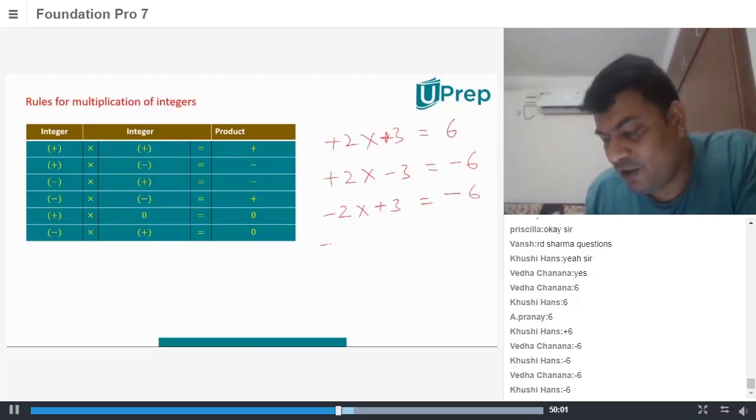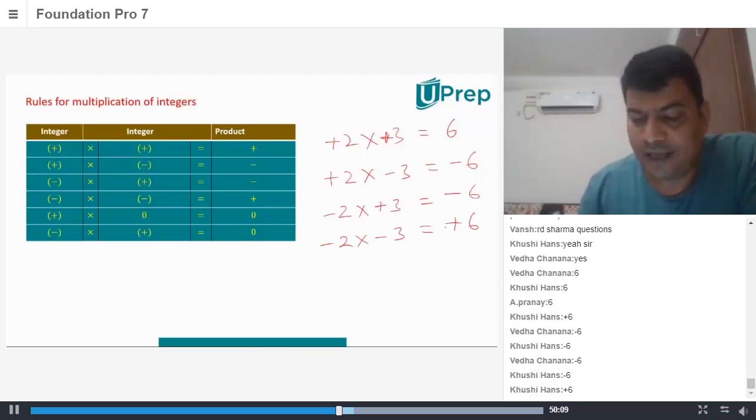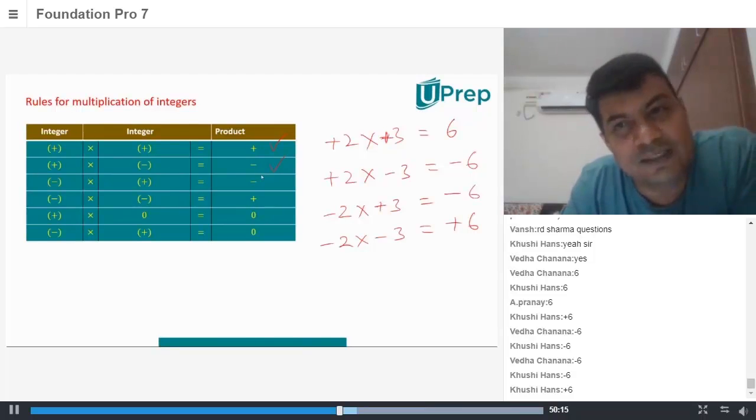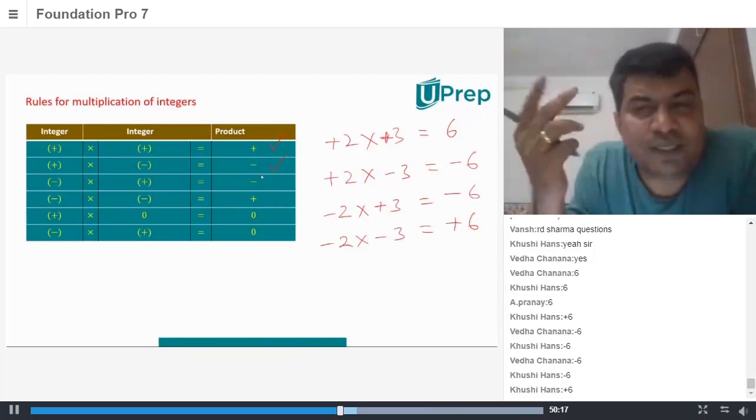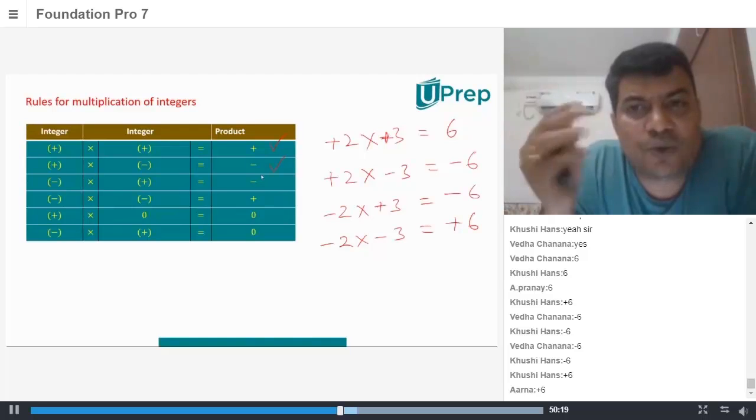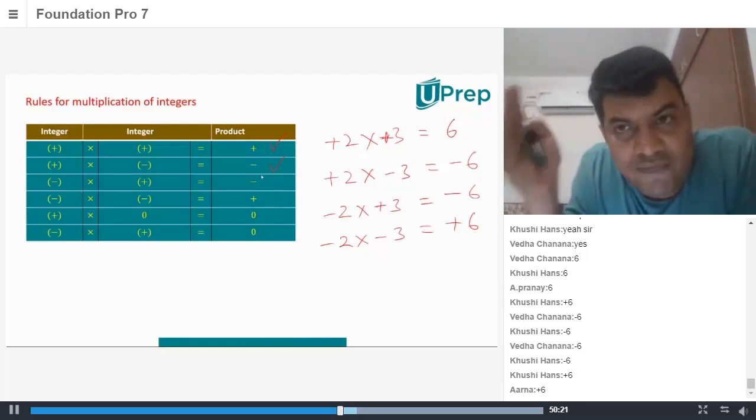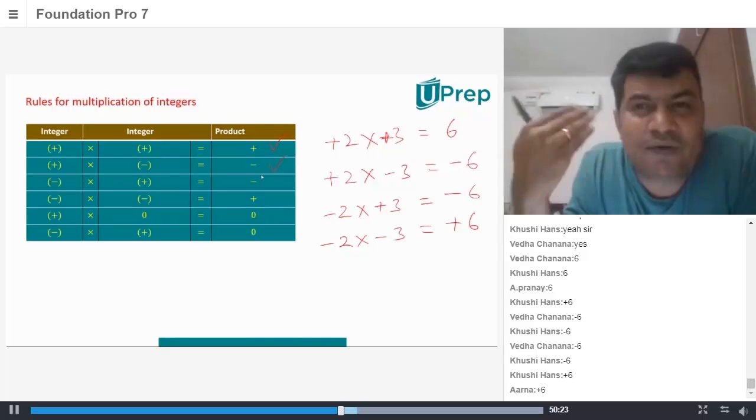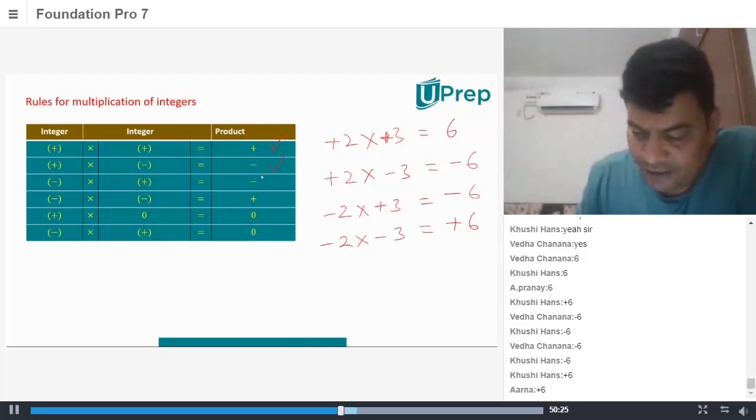What will be negative into negative? Positive. Minus 2 into minus 3 will be positive, that is plus 6. So I want everyone to understand this. Plus into plus is plus, plus into minus is minus, minus into plus is minus. It's easy to remember and understand. Whenever you have two positives, the effect will be positive. A negative of a negative effect is a positive effect.